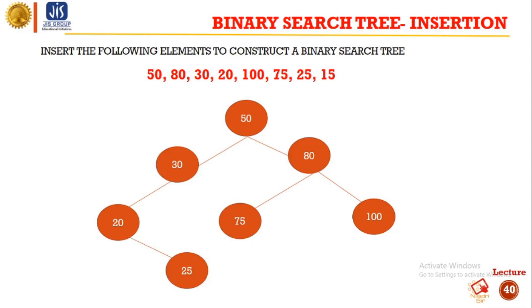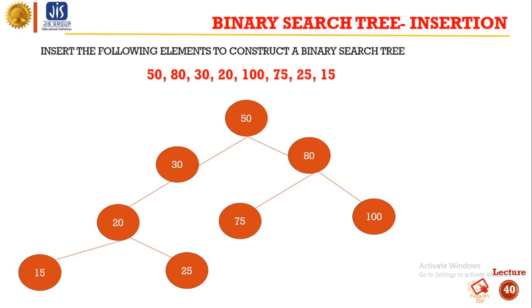The next element is 15, and this is the existing one. 15 is less than 50, so it will come to the left hand side. Again, on the left hand side the element is 30, and 15 is less than 30, so it will be placed on the left hand side. There is another element, 20, and 15 is less than 20, so it will be placed on the left hand side of 20. So this is our answer.